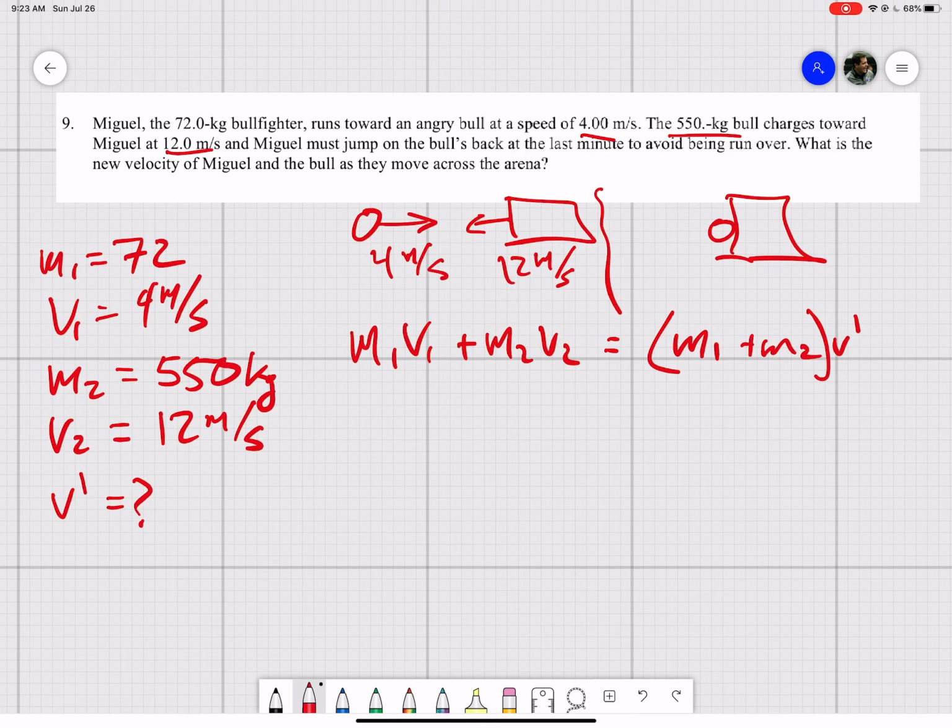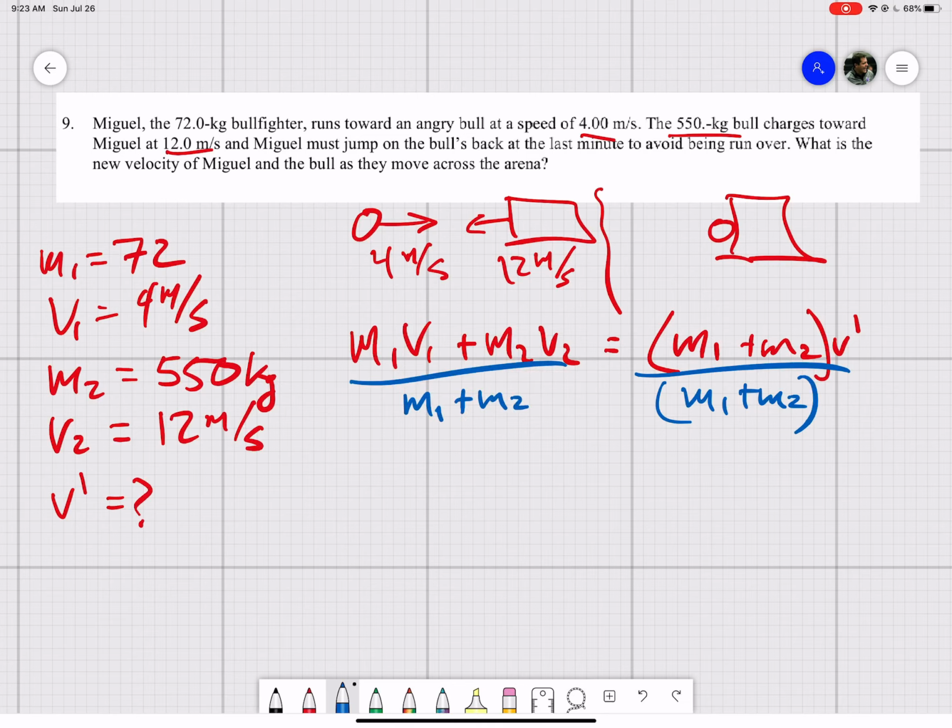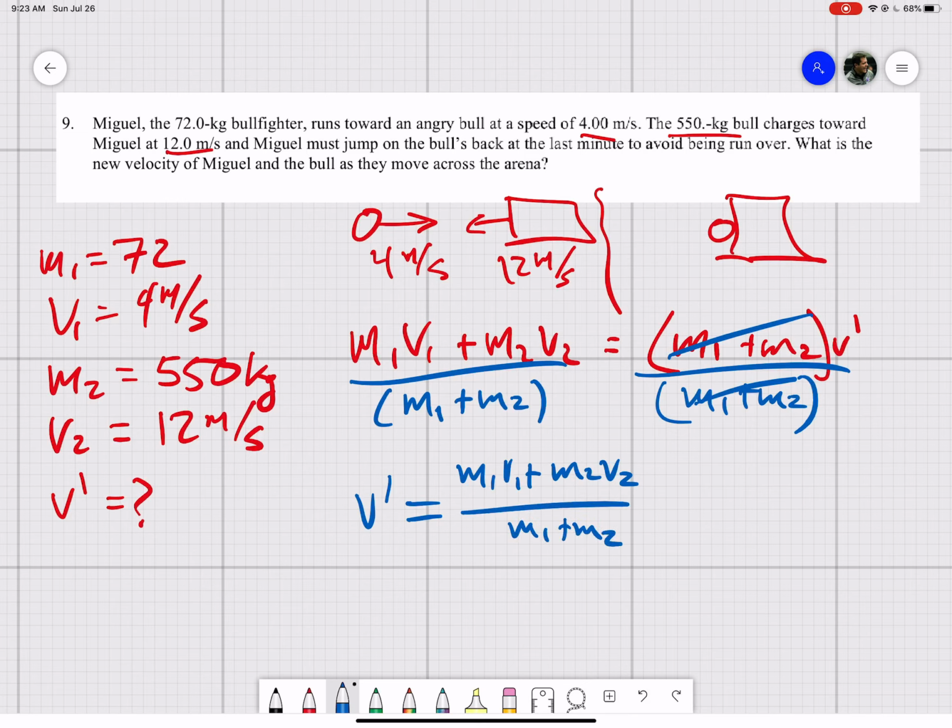Okay? So, once again, I'm going to do algebra without numbers first. So tough, that's what I'm doing. All right, I'm going to divide both sides by M1 plus M2. So, these cross out, and I have that my V primed, which is what I'm looking for, is M1 V1 plus M2 V2 divided by M1 plus M2. I would be careful with my parentheses, okay?